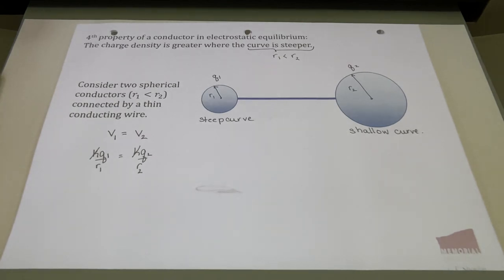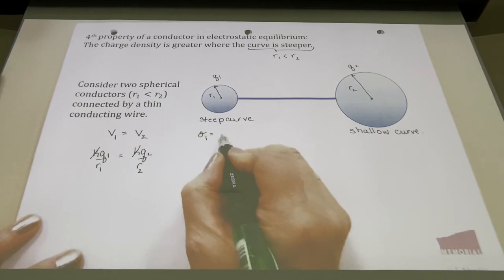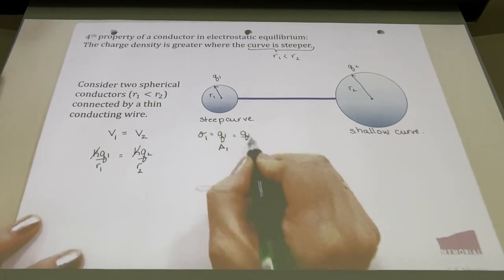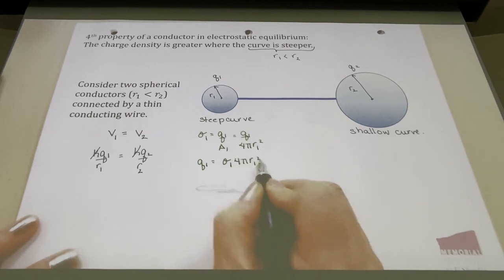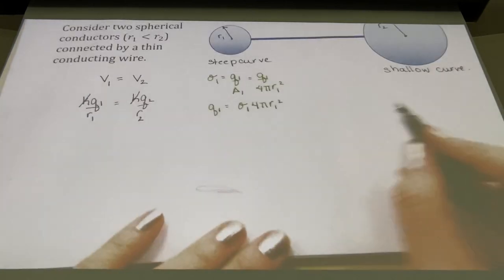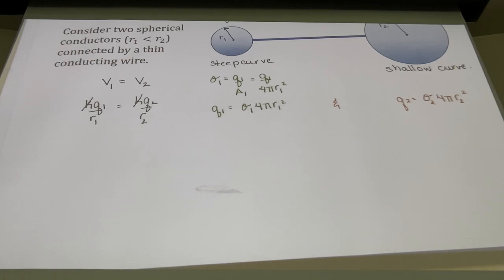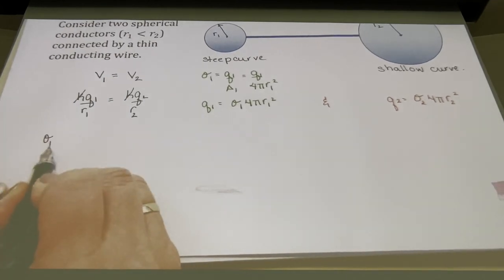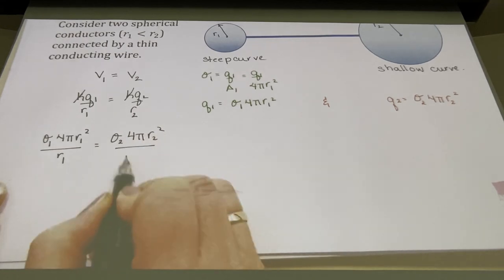Because we want to incorporate our density, we know that sigma 1, the charge density on sphere 1, is charge 1 divided by area 1, which is Q1 divided by 4 pi R1 squared. So Q1 is sigma 1 times 4 pi R1 squared. And likewise on sphere 2, Q2 is sigma 2 times 4 pi R2 squared. Let's fill those in for Q1 and Q2: sigma 1, 4 pi R1 squared divided by R1 is sigma 2, 4 pi R2 squared divided by R2.